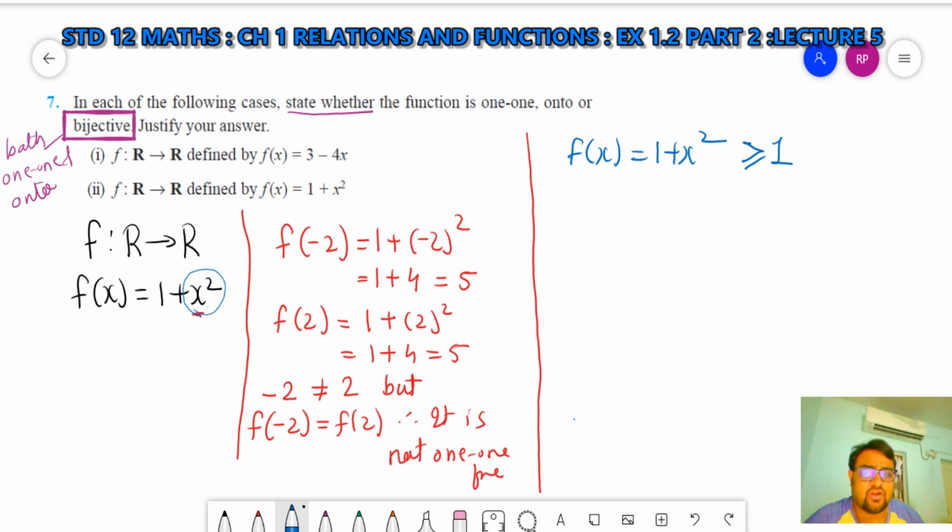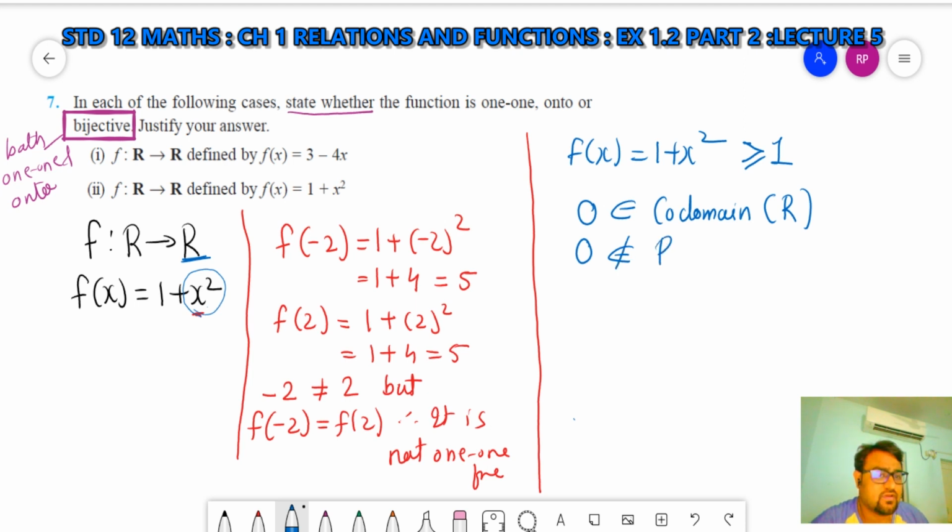But see, what is our codomain? Our codomain is R, which includes 0, which means 0 belongs to the codomain. But 0 does not belong to the range, right? So here the range is not equal to the codomain.